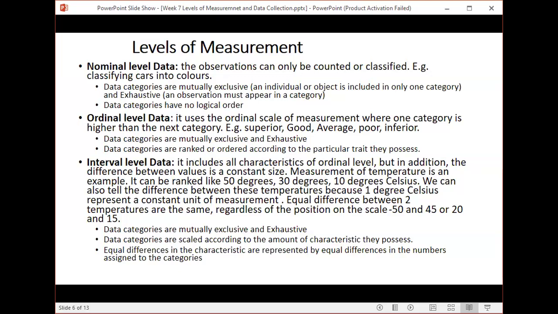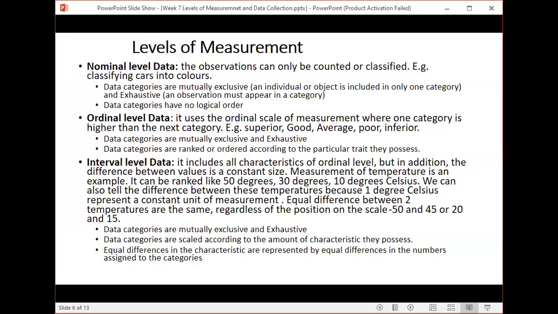Let's now go into the levels of measurement. There are 4 levels of measurement. So any data you have, any data that's been captured or measured, has been measured on one of these. Either it's nominal level data, ordinal level data, interval level data, or ratio level data.